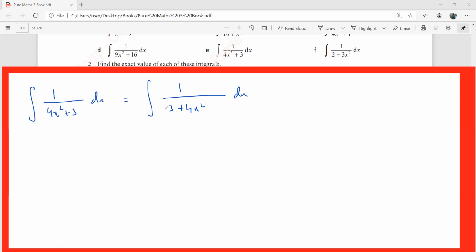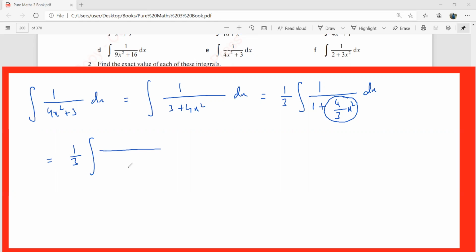Okay, and you see next you have to make 1 instead of 3 here. So we'll take out this 3 common from the denominator. That is why I'm writing this as 1 over 3. This is being taken common from the denominator. So now we have 1 plus 4 over 3 x squared dx. Now look, this should be written as a perfect square. Now we are happy with the 4. This is a 2 square, but this 3 is not a perfect square over here. So you will have to make it a perfect square by hook or crook, okay?